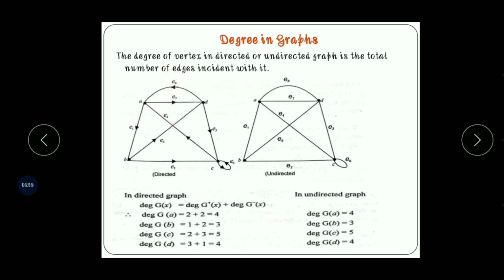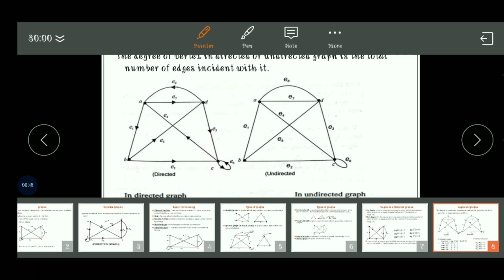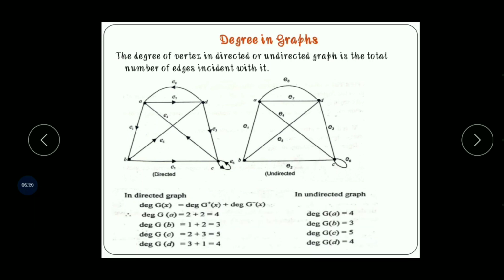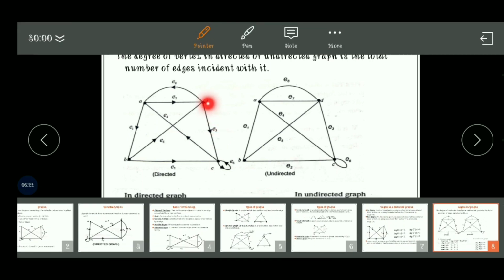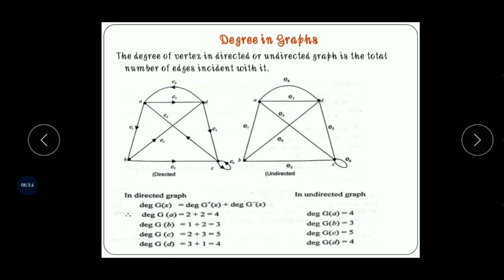If I see for B, 1, 2 and 3. So degree of B is 3. For C, 1, 2, 3. And here you see a loop is there. The loop is going outside and coming back, so it will be considered as 2 edges. So 1, 2, 3, 4 and 5. Degree of D, 1, 2, 3 and 4. So degree of D is 4.